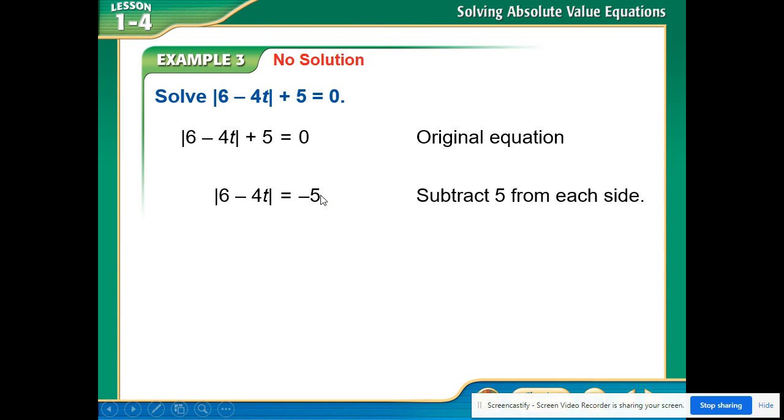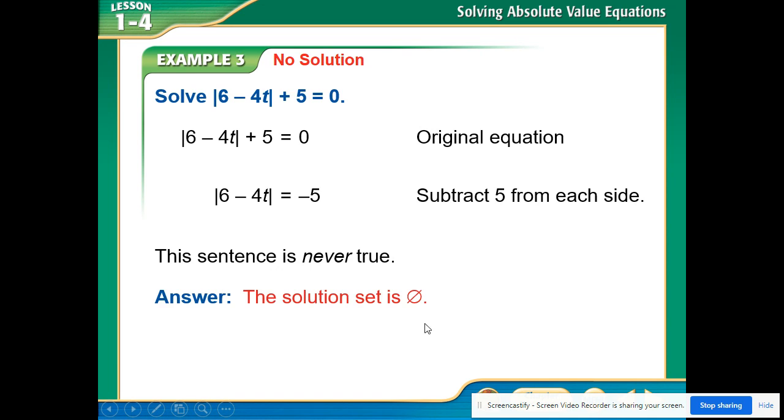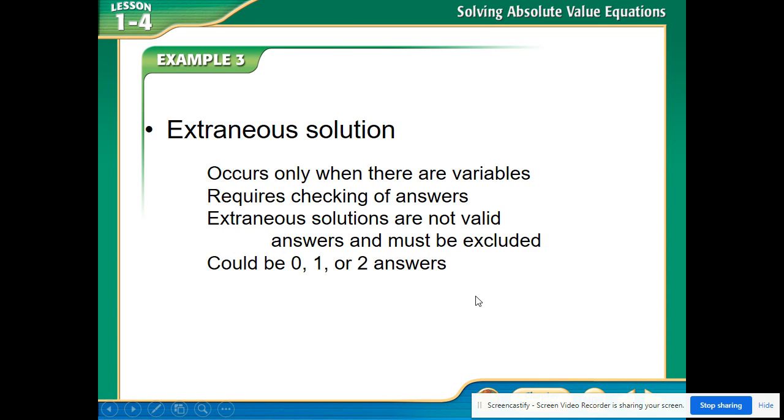Now, remember what I said. Absolute values have to be positive because it's a distance. How can I have a distance of -5? I can't. And since that can never happen, this is never true, and we have the no solution. And yes, we can just go ahead and write the null set here.